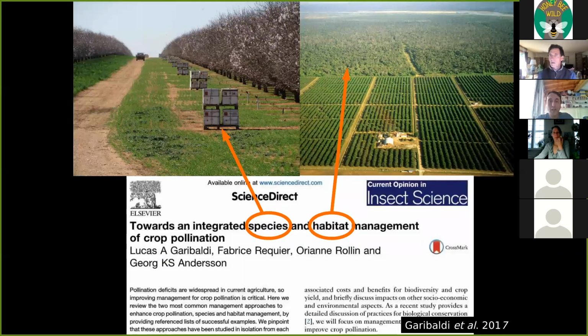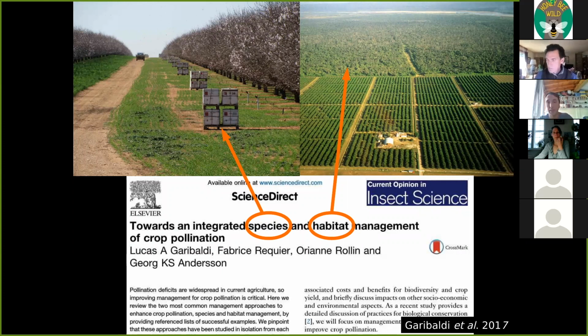From a very narrow point of view, that is crop yield, we need both to manage species. So we need abundance of species in our croplands to pollinate our crops. But we also need habitat. We also need natural and semi-natural habitat within working landscapes, within our agricultural landscape. We need both. The habitat provides the diversity and abundance of wild bees, and of course, species management is also critical for crop pollination. However, conventional intensification does the opposite.